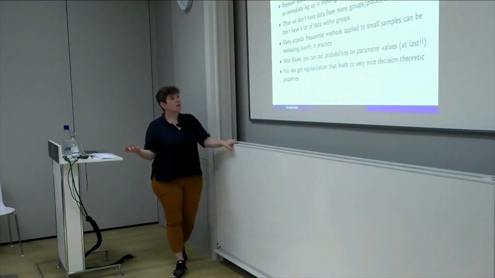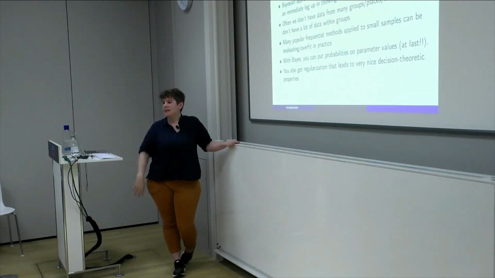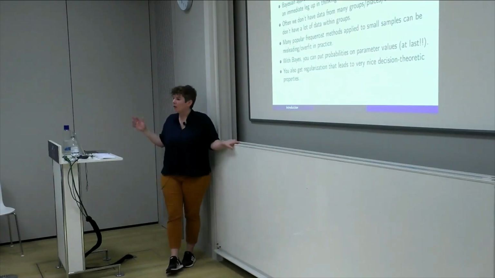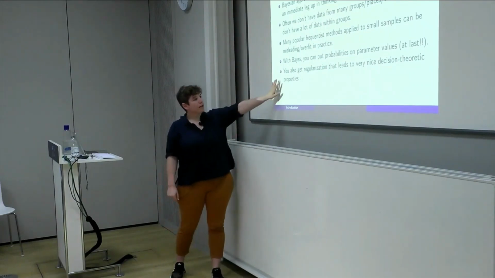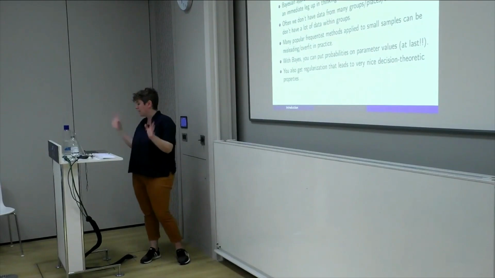And I think it's very nice, especially in the context of extrapolation, to be able to put probabilities onto parameters, to say the chance that we'll get an effect of this size in the next place is this probability, or the chance that you'll get an effect above 0 is this probability. And you're going to get nice regularization from the priors, which leads to nice decision theoretic properties, and I will go into more detail on that as well.